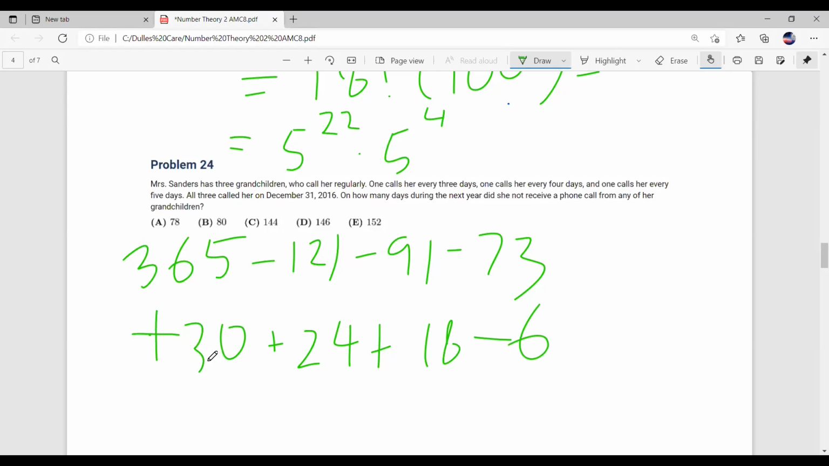So if we were to do this, right, 365 minus 121 minus 91 minus 73 plus 30 plus 24 plus 18 minus 6, if we were to do all that, then what would our answer be? It would in fact be equal to 146. The reason why it's not 152 is because I think y'all forgot to re-subtract the days in which all 3 grandchildren call, right?